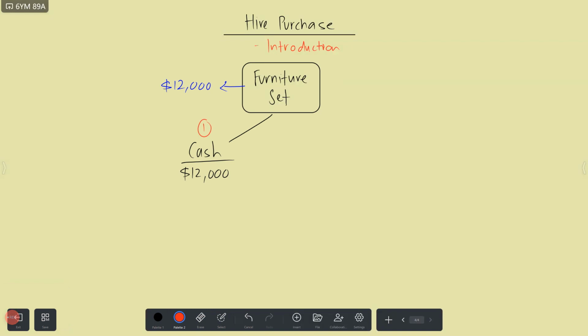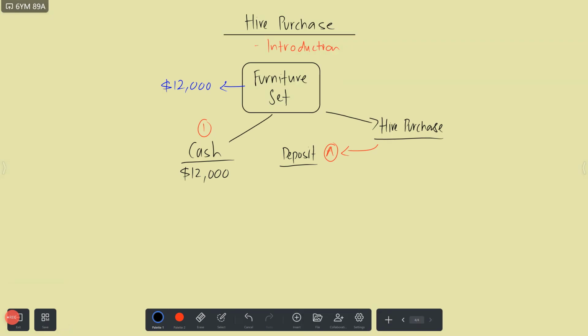The second kind of payment is by hire purchase. What happens in a hire purchase mode of payment? You have the first portion, let's call it A, which is the deposit. The deposit means you pay a fraction of your $12,000, a fraction of your cash price.